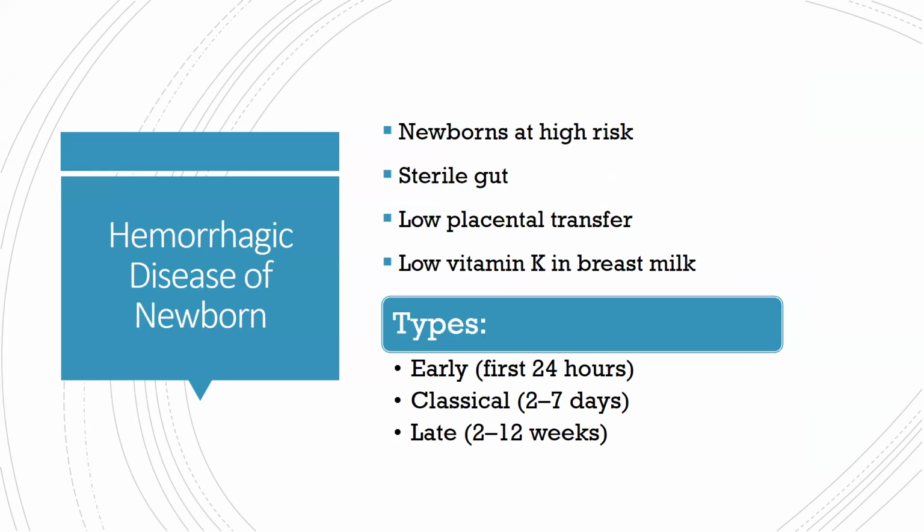The hemorrhagic disease of newborn is due to sterile gut, low placental transfer of vitamin K, and low vitamin K in breast milk as well. So it is classified into three types. The early disease is when it occurs in the first 24 hours. It's classical when it occurs from 2 to 7 days, and it's a late occurrence of the disease when it's from 2 to 12 weeks.